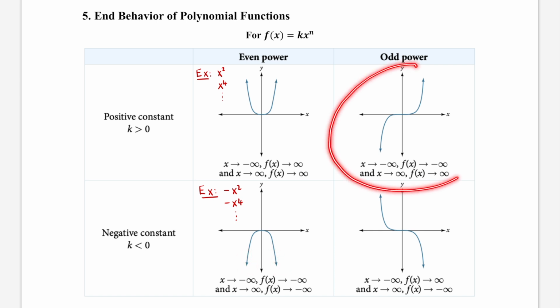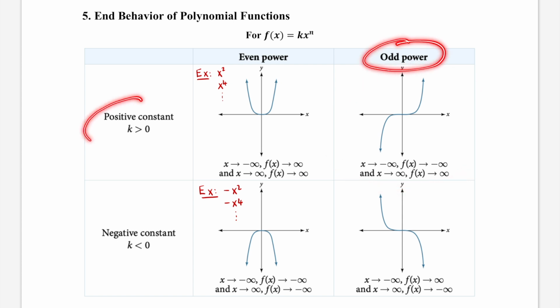Case 3, when we have odd degree with positive constant. For example, x to the third, x to the fifth, x to the seventh, and so on. As x approaches infinity, f of x approaches infinity. And as x approaches negative infinity, f of x approaches negative infinity. So left goes down, right goes up.